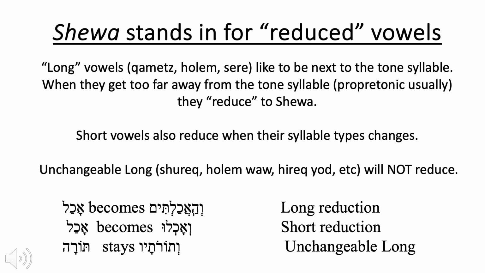In the first example, akal, which has the accent on the kal, becomes haakaltem, putting the accent on the tem. This makes the kamets under the aleph too far away from the tem, actually placing the aleph and the kamets in the propretonic syllable, which the kamets does not like. In this case, the kamets reduces, becoming a compound schwa, because aleph is a guttural, so patach schwa in this example.